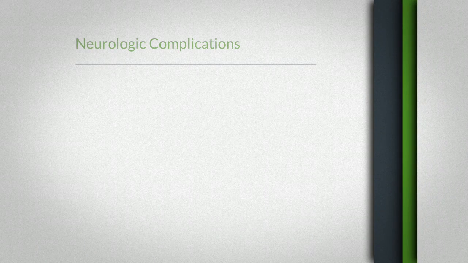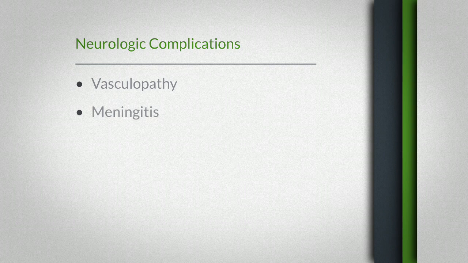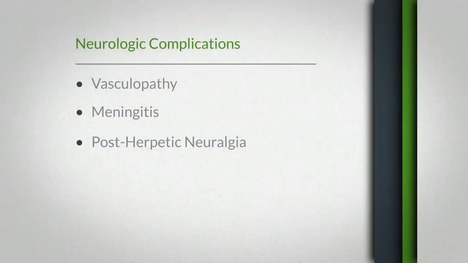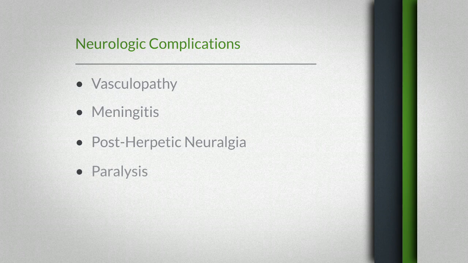And for some unlucky few, reactivation of that virus can cause further neurologic complications, such as VZV vasculopathy, which can cause stroke. You can get meningitis. You can get post-herpetic neuralgia, which is chronic pain, and in fact, that's the most common neurologic complication. If you're at the age of 60 and you reactivate, you have over a 40% chance of developing post-herpetic neuralgia, which can last anywhere from 3 months to the rest of your life. Furthermore, other VZV neurologic complications can include paralysis, incontinence, and ocular disorders such as blindness.